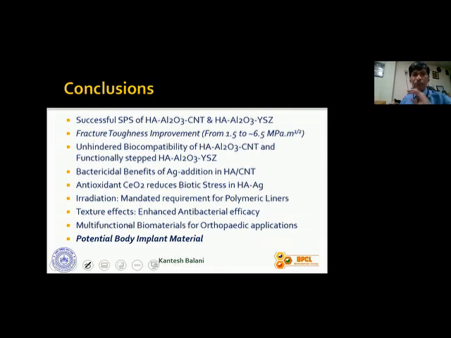In the end, I'll conclude that we could successfully make these hydroxyapatite based systems with enhanced toughening and functional grading. At the same time, we could establish how the bacterial effects are on various biosurfaces, which are real life biosurfaces. Metals show the strongest adhesion. Conventionally, we proved it wrong: it is not hydroxyapatite, but polymer that has better ease in removing bacterial adhesion. We could also sense the effect of irradiation, ultraviolet and gamma, and how texture will affect the antibacterial efficacy, to finally develop these multifunctional biomaterials for orthopedic application as potential body implant material.